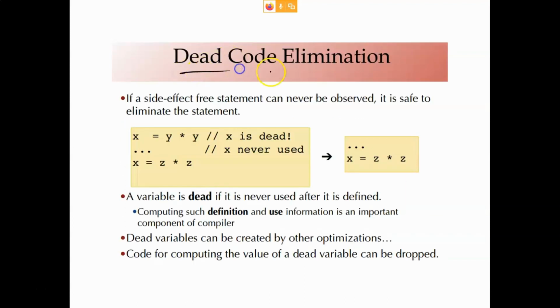This is your dead code elimination. This we have already seen. For example, if you are not using this x anywhere, then this x is dead, and now you can remove this assignment to the dead variable. So finally, this is how you can do it. And this dead code elimination we have already seen. To do this dead code elimination, we need something called liveness analysis.